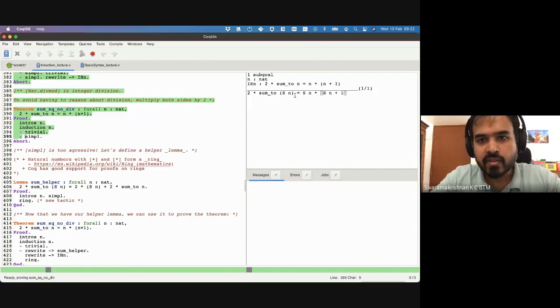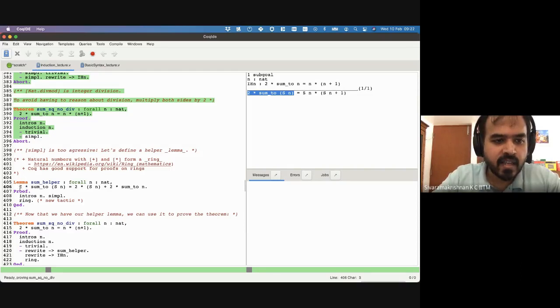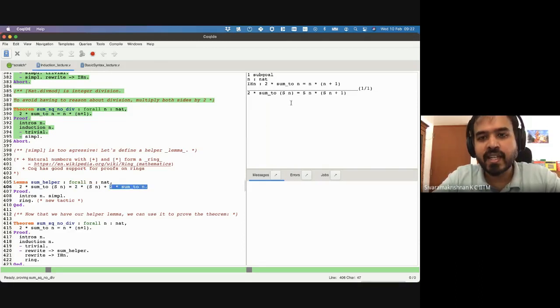We can have a look at this one, right? So what is this term? It's 2 times sum to n plus 1. And if you do one step of simplification, you will get 2 times n plus 1 plus sum to n, right? That is precisely the definition of sum to. And you basically distribute the multiplication over the addition, you will get something like this, right? So 2 times sum to n plus 1 is 2 times n plus 1 plus 2 times sum to n, right?